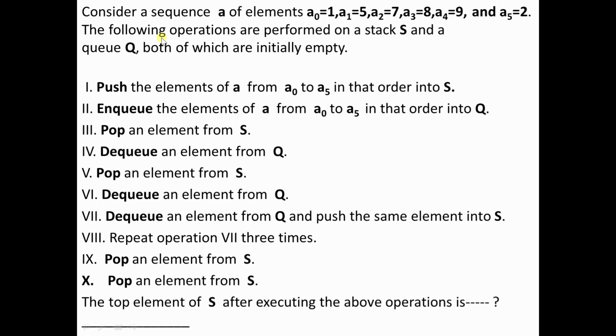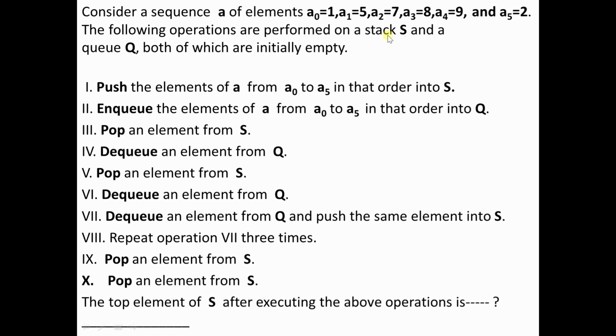Next question. Consider a sequence A of elements: A0 equal to 1, A1 equal to 5, A2 equal to 7, A3 equal to 8, A4 equal to 9 and A5 equal to 2. Here is the list of elements from A0 to A5. The following operations are performed on the stack S and queue Q, both of which are initially empty.